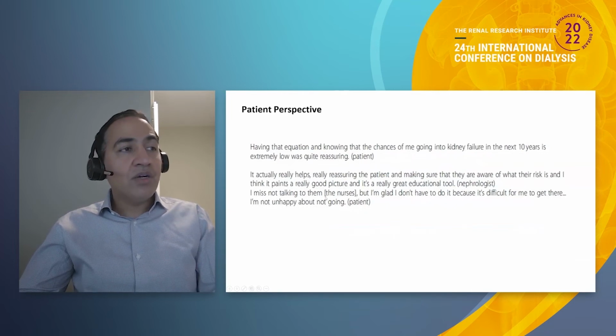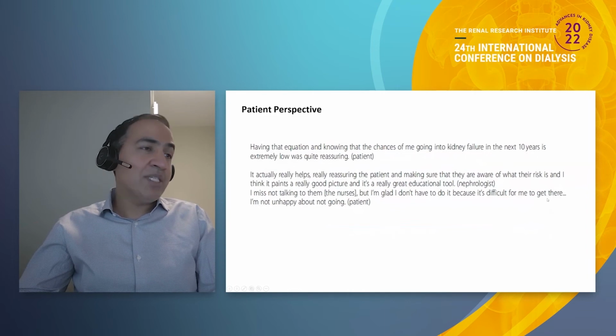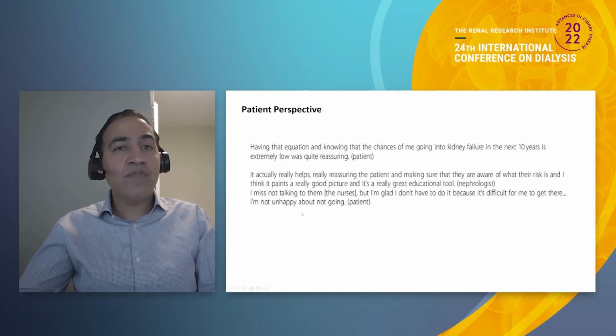The patient, who is low risk, says, I miss not talking to the nurses, but I'm glad I don't have to do it because it's difficult for me to get to the tertiary care center, to get to the big hospital. I'm not unhappy about not going.